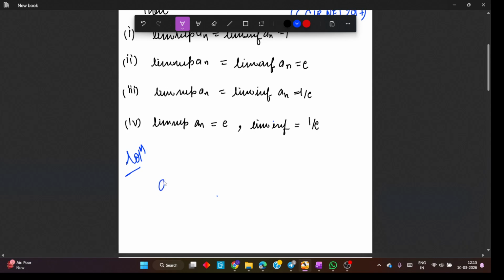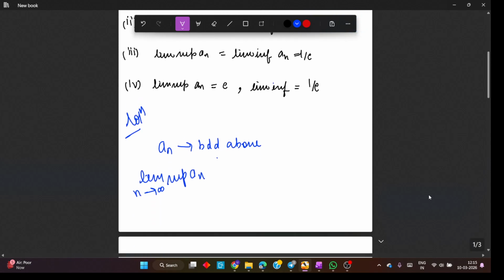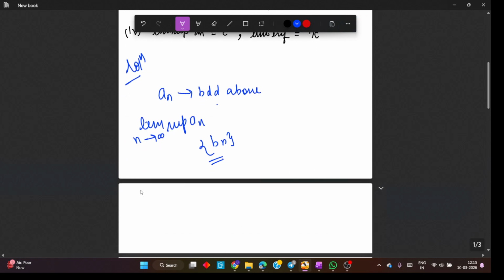Suppose a_n is any sequence. We want to define what is limsup of a_n, obviously as n tends to infinity. First we shall consider the case in which a_n is bounded above. Then we form a new sequence b_n. And what is the first element of the sequence b_n?